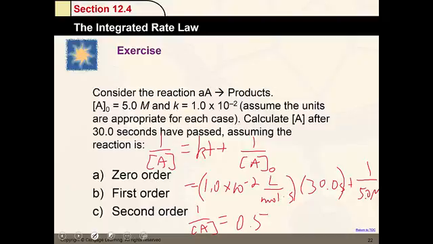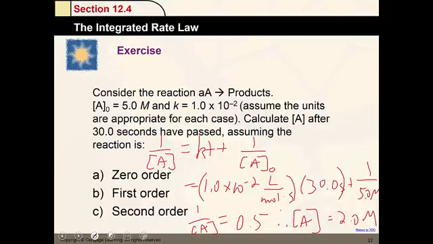But we don't just stop there. We want the actual concentration of A, so the inverse of 0.5, 1 over 0.5, that final concentration of A is 2. And if you'll notice, all of these values make sense. They're all less than the original concentration of 5, and always the reactant concentration will go down and decrease.